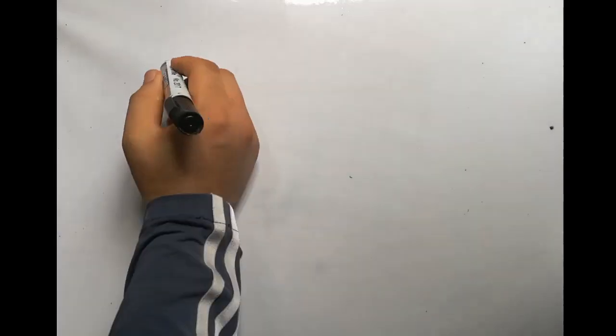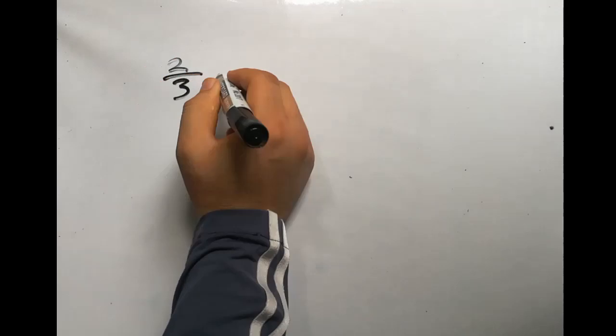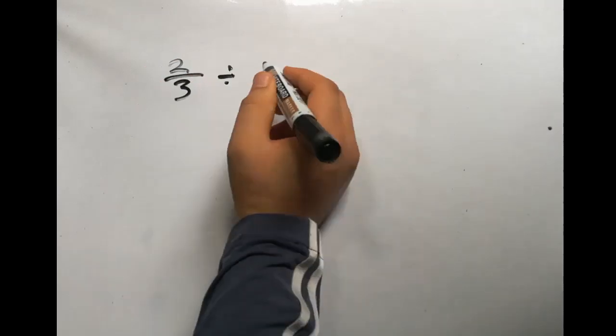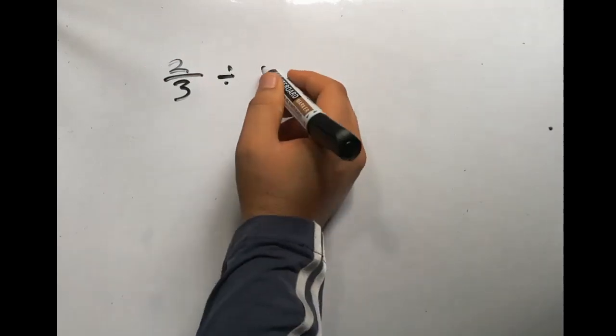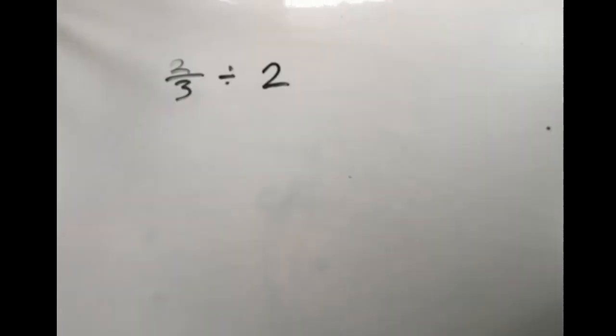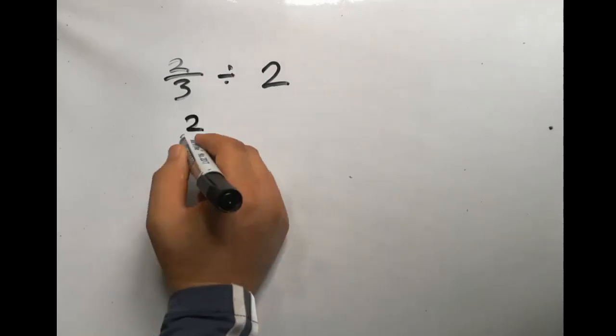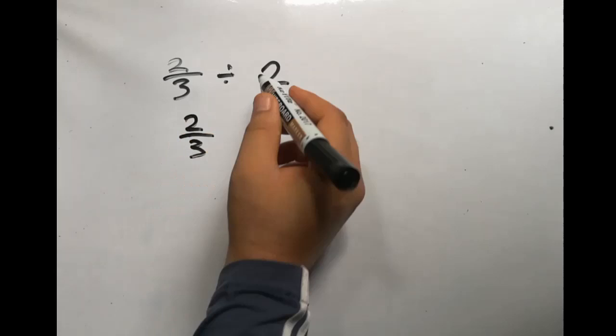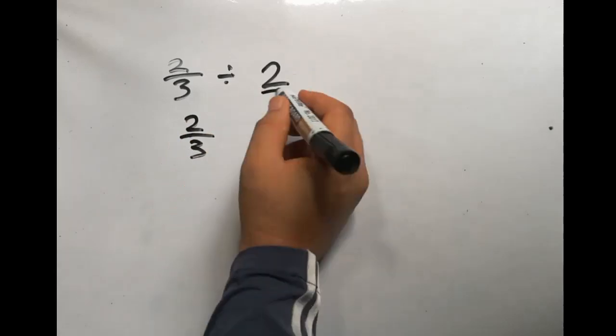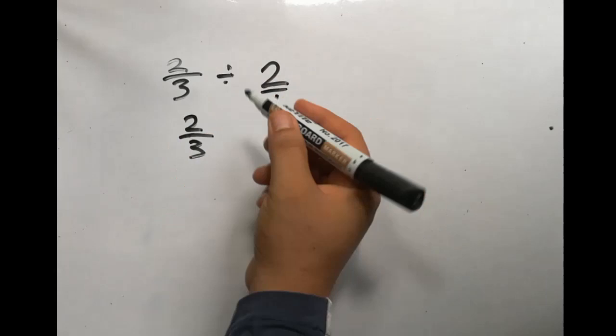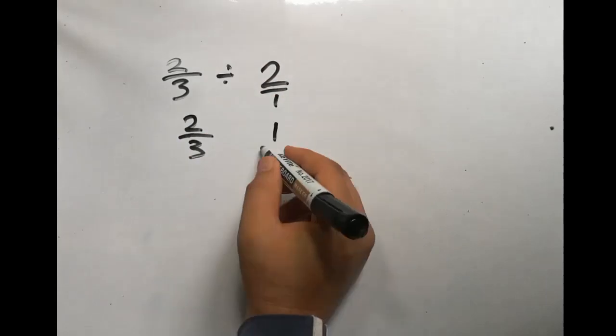Let's try dividing fractions with a whole number. If you want to divide a fraction by a whole number, let's assume you have 2 over 3 divided by a whole number, and that whole number is, let's say, 2, for example. What you do is to inverse this 2. You still have your 2 over 3. To inverse this 2, remember this 2 can still be expressed as 2 over 1. You inverse it now by making it 1 over 2.